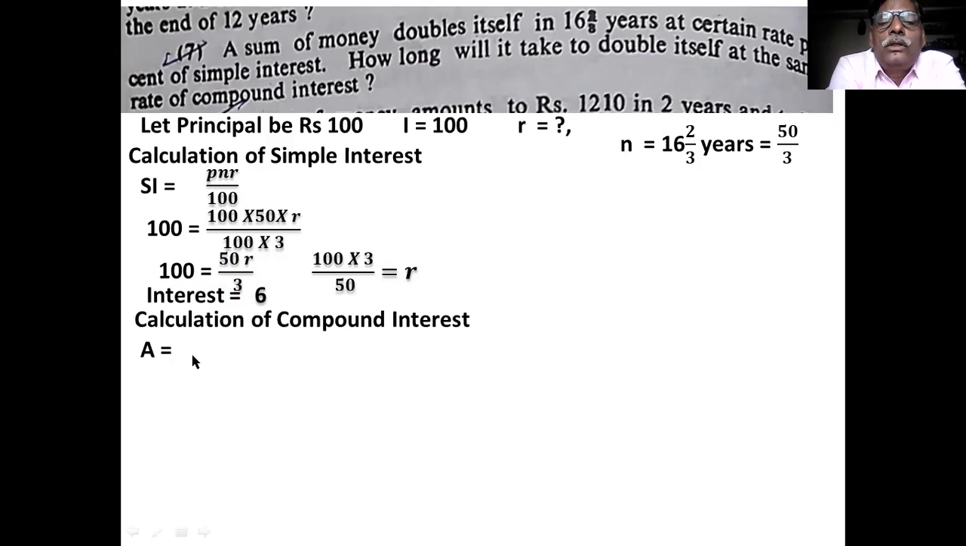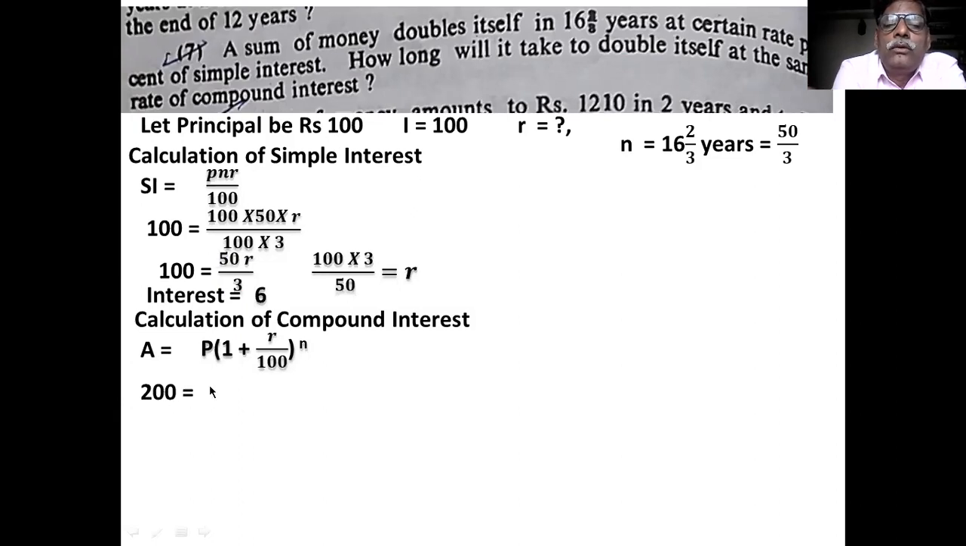So here amount is equal to P into (1 plus R by 100) raised to N. Amount must be double. Means P is 100, amount should be 200. Remember this. Then 1 plus R, rate of interest is 6%. N is not given in the second case. In the second step, they ask to calculate the N value. Therefore, you take N as N.